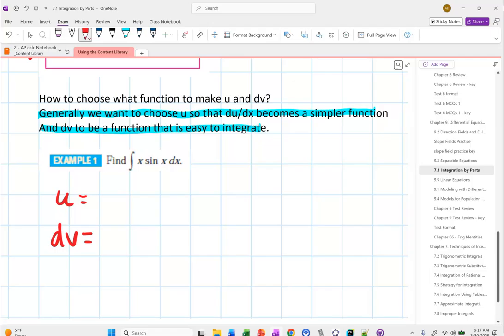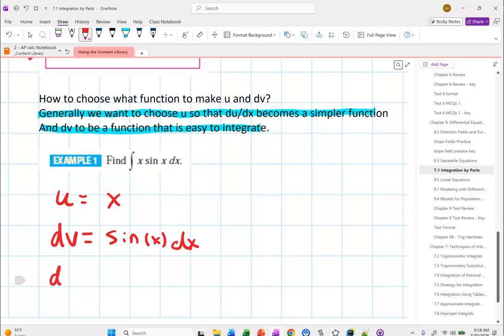So the first thing we want to do is decide what stuff is our u and what stuff is our dv. We know the dv is going to obviously get the dx part, right? And we have two things left: x and sine x. Which one of those gets simpler when we take the derivative of it? X, right? So let's make that our u, and let's make sine x our part of our dv. Everybody feel okay there? Okay.